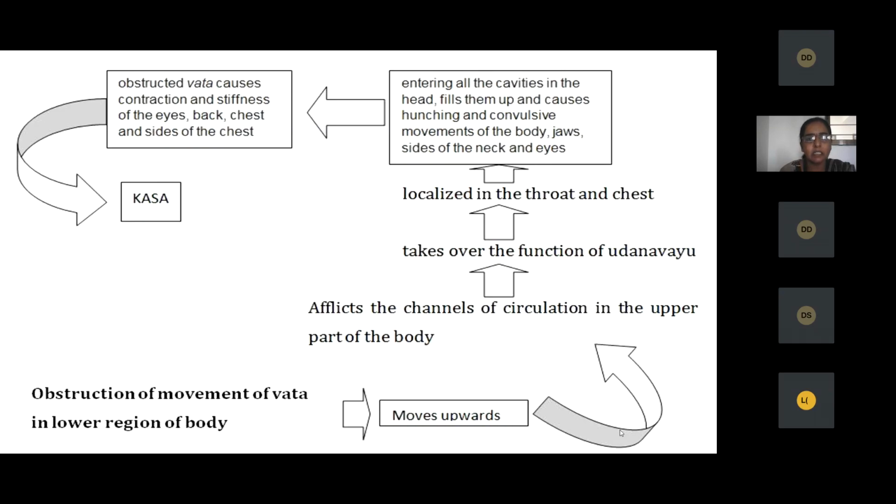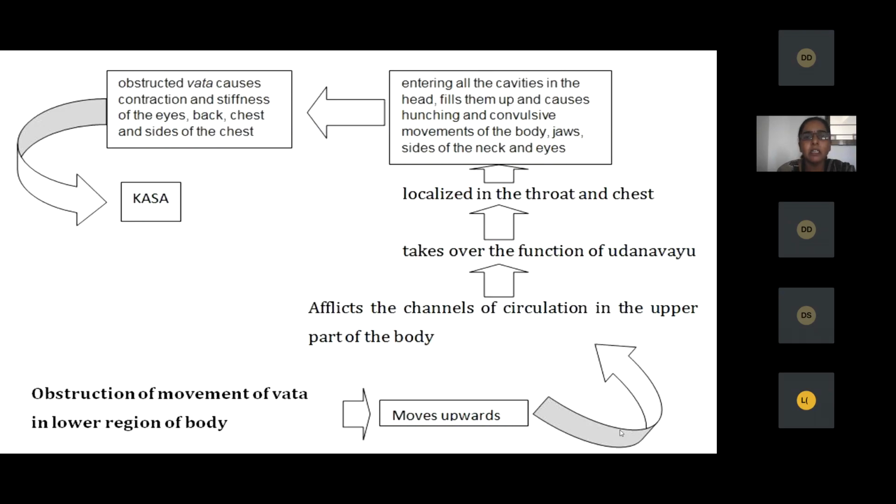We can say it is the samprapti of Shwasa, but the samprapti can be correlated with COPD also. This is the total etiology. The pathophysiology of modern medicine is different and our samprapti is different. That's why our drugs are given as samprapti vighatana chikitsa.